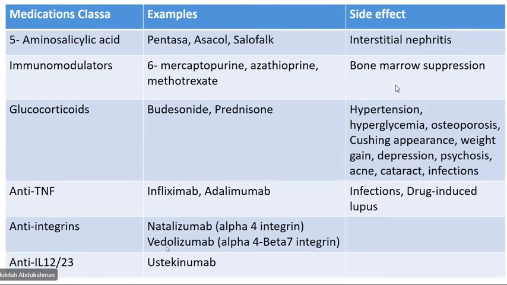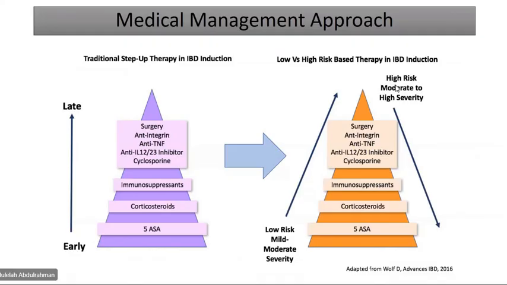Anti-integrins like vedolizumab, or Entyvio, the brand name, it's an alpha-4 beta-7 anti-integrin. It's used both for UC and Crohn's. And interleukin 12-23, ustekinumab, is used for both UC and Crohn's, and both for induction and maintenance. Just try to remember at least the side effects of steroids and other medications. It would be nice to at least remember one side effect. We'll skip on this.